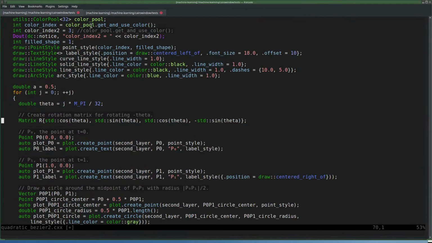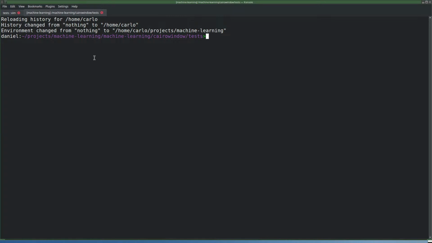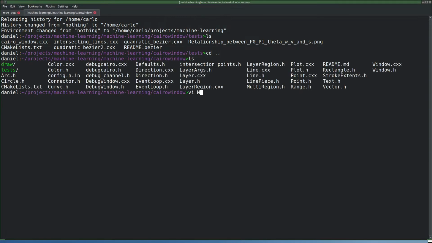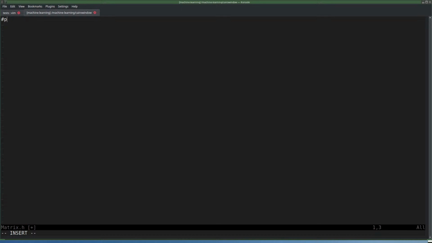Switch to, let's create a matrix.h. Pragma once, namespace cairo window, and closing that again, and then class matrix, and that class is not a real matrix, it's a 2x2 matrix.